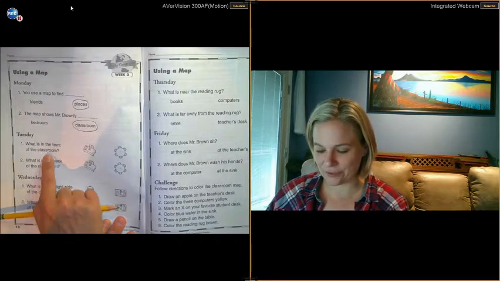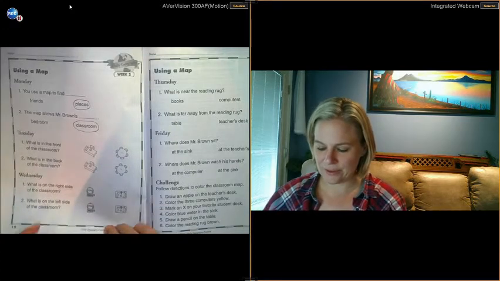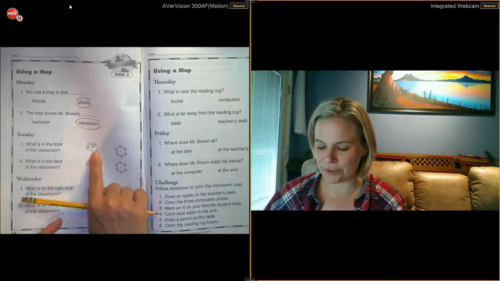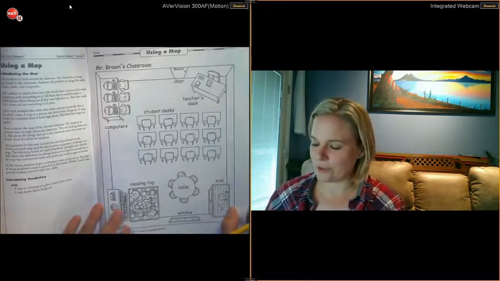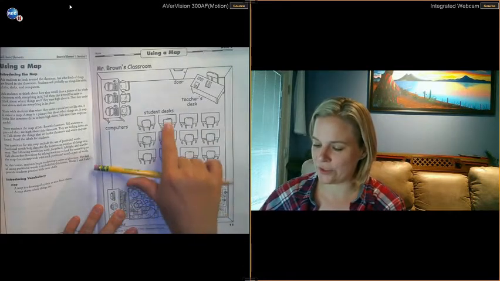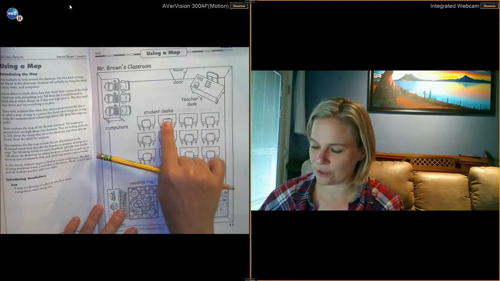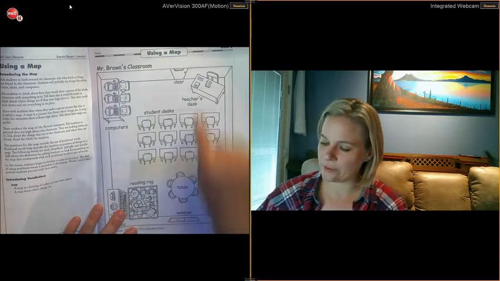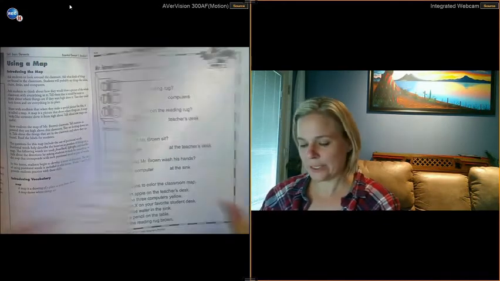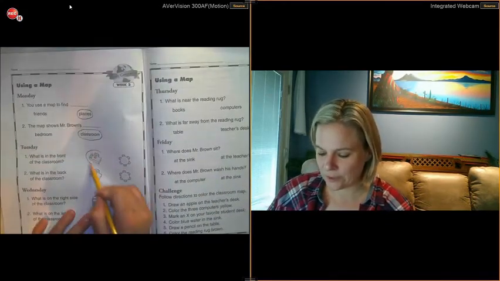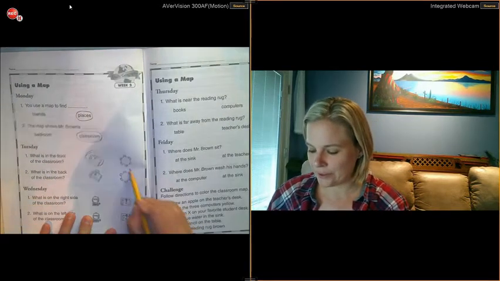What is in front of the classroom? Well, if I'm sitting in there, am I going to see the teacher's desk as I'm looking forward, or the table? So if I look at the map, I think what they mean as forward is where the students are going to be looking as they're sitting in their desks. So if I was at this student right here and I'm looking forward, do I see the table or the teacher's desk? I see the teacher's desk. And behind me, what is in the back of the classroom, is going to be the table.